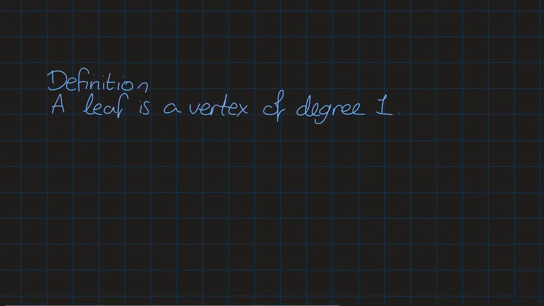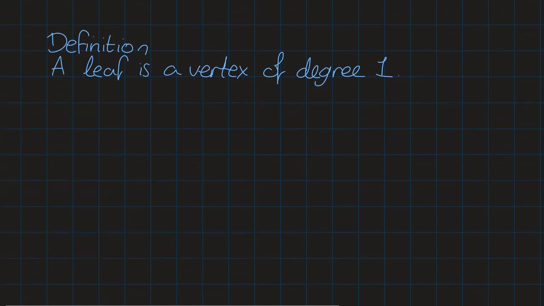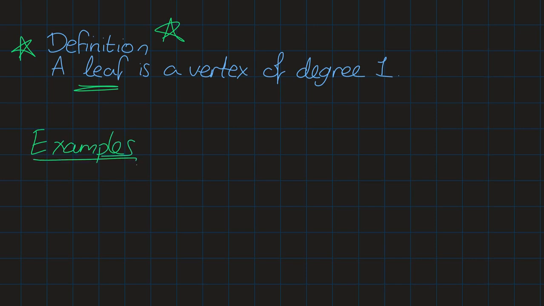Back to more important things. This definition is actually important. A leaf is a vertex of degree 1. Okay? So a leaf is any vertex that has degree 1. So if we do some examples, I can draw something like this.